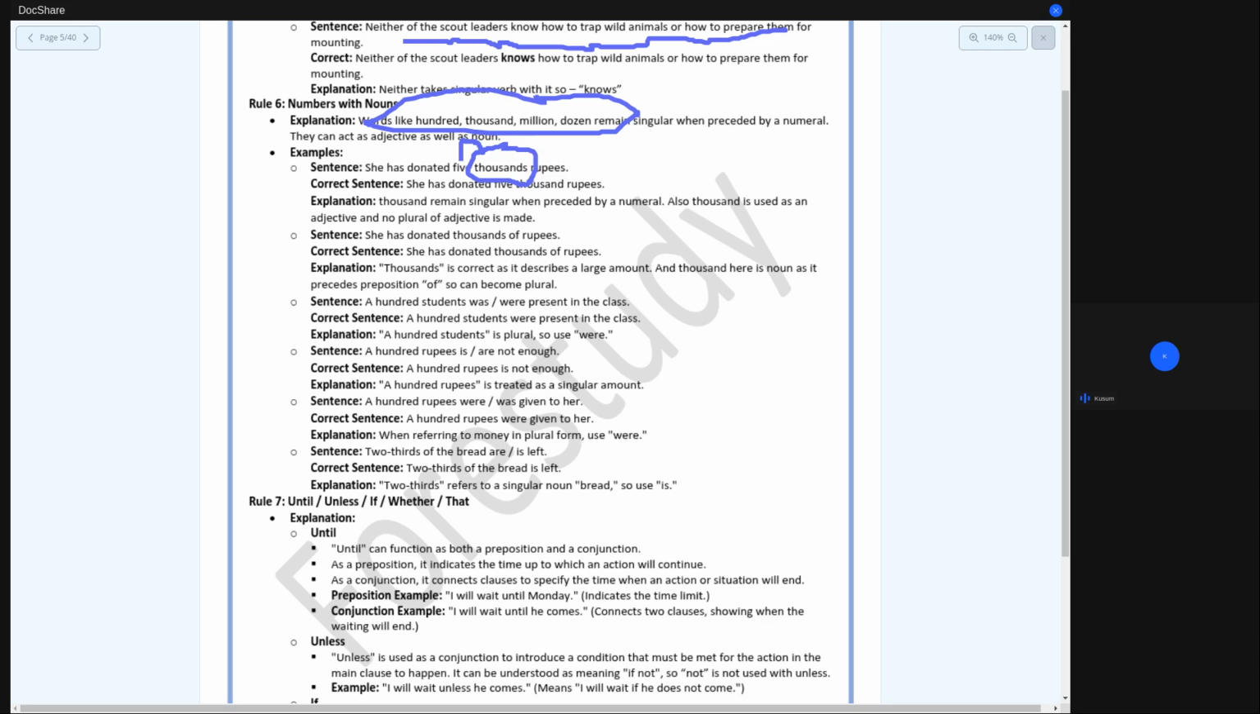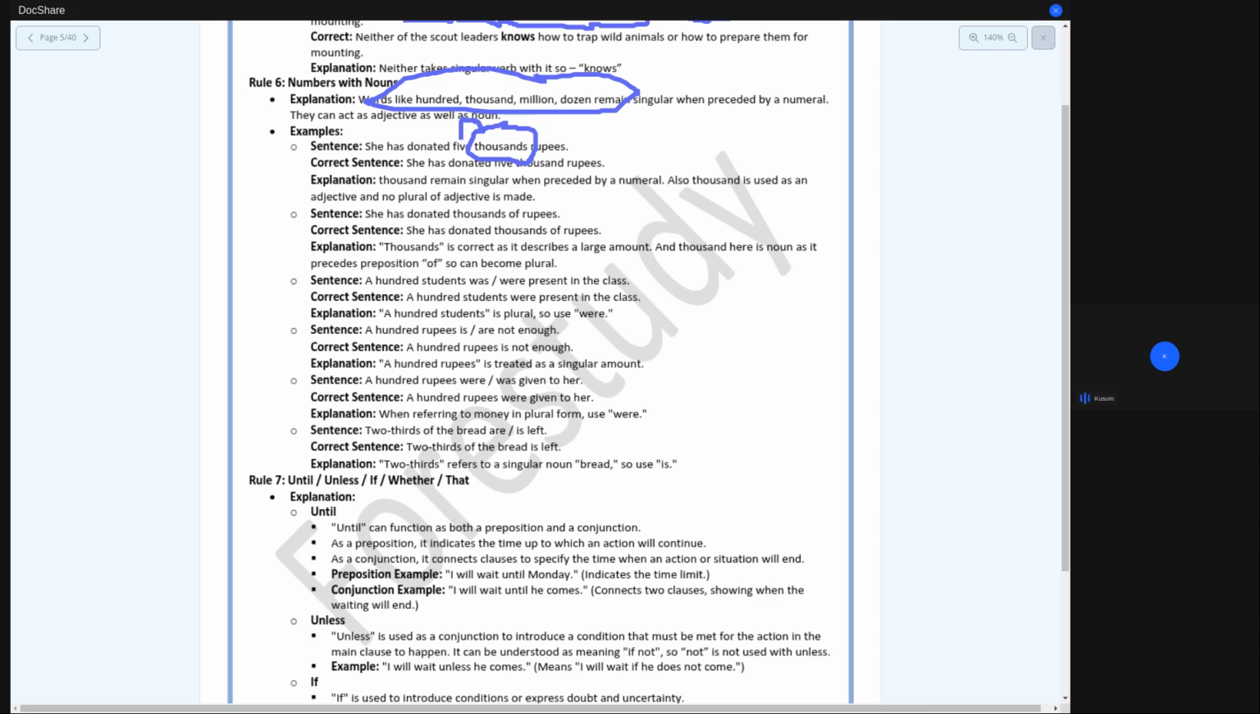However, this changes if these words are used to describe a general, large, or unspecified amount, often followed by "of." In such cases, they act more like nouns themselves and can be plural. Let's take an example: She has donated thousands of rupees. When we say she has donated thousands of rupees, in that case we say "thousands." See the difference here. Thousands implies many thousands, a large quantity, and it is followed by "of." In this structure, thousands is a noun and takes a plural s.